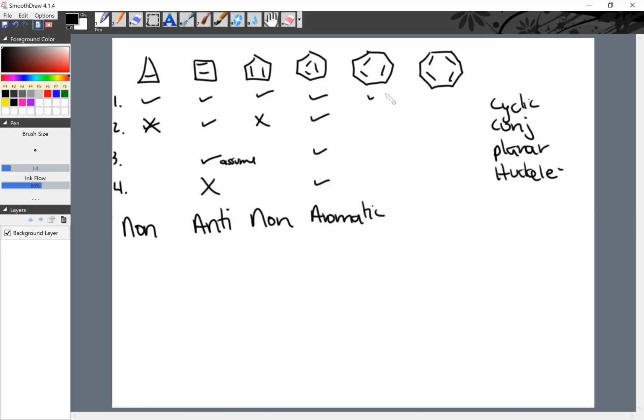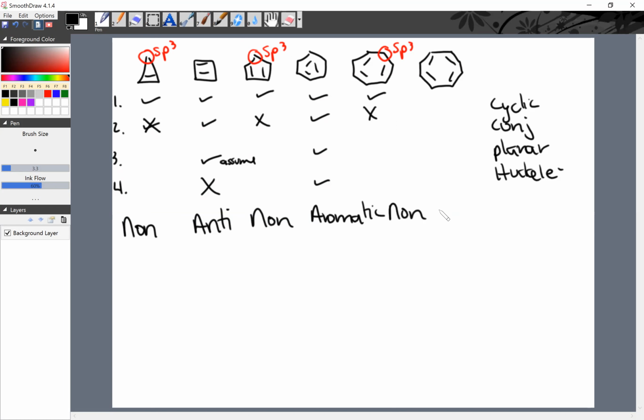All right, this one is cyclic, but look, there's an sp3, just like those other members. So this one's just non.